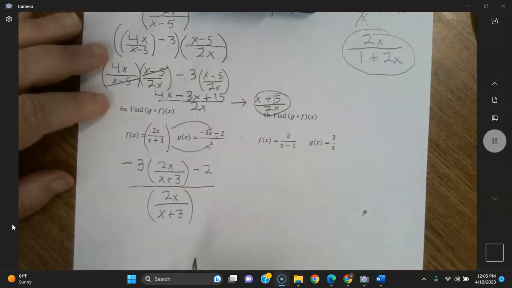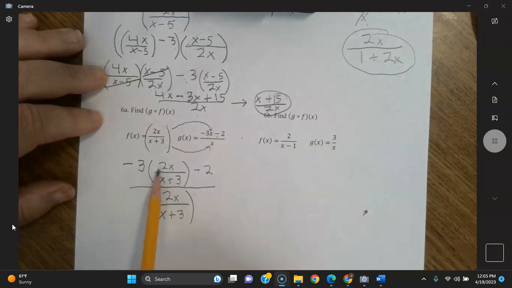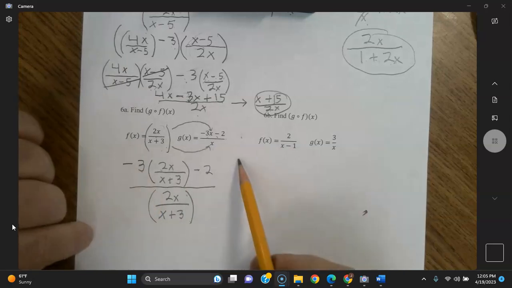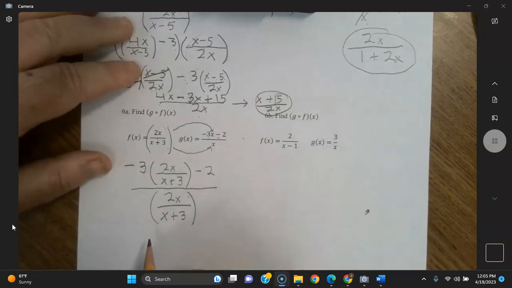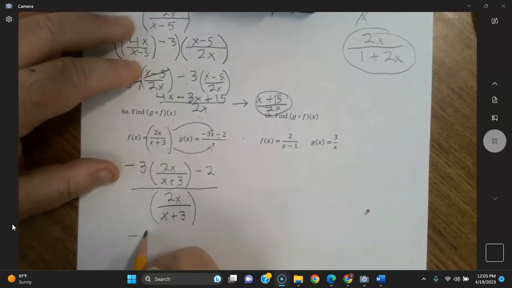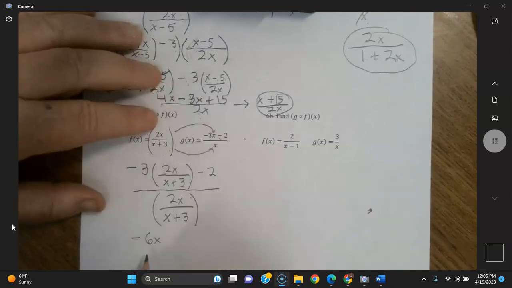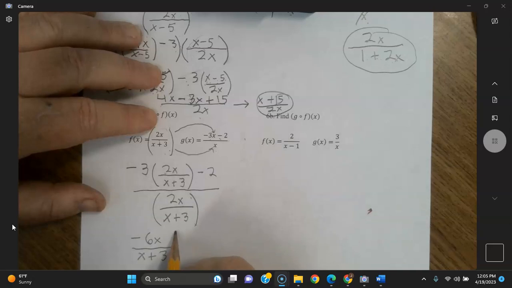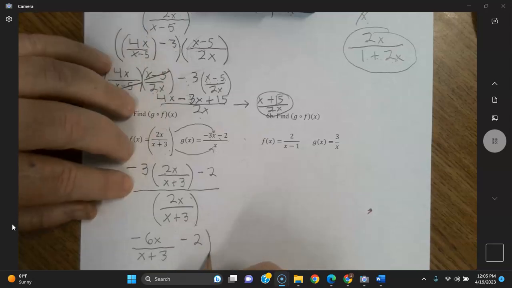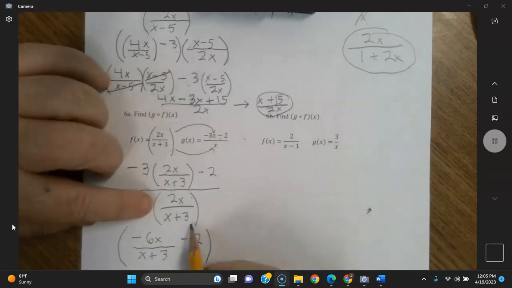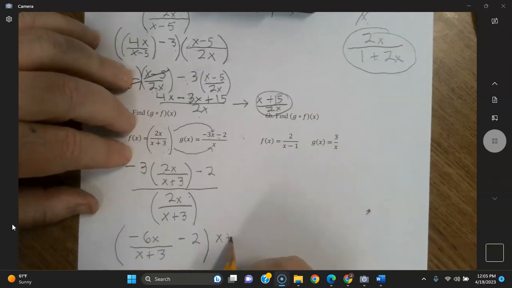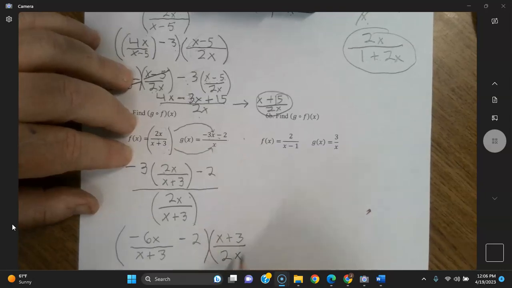All right, now I'm going to do the same two things I did in the problem up above. I'm going to distribute this 3 through, so negative 3 times 2x is negative 6x, and then I'm going to flip this and put it up on the top. So I'll do both of those steps at the same time. So down here, I have negative 6x because of that, over x plus 3. And then that's minus 2. And then up here, I'm going to put that all in parentheses. And up here, I'm going to flip the bottom, x plus 3 over 2x, and put that in parentheses.